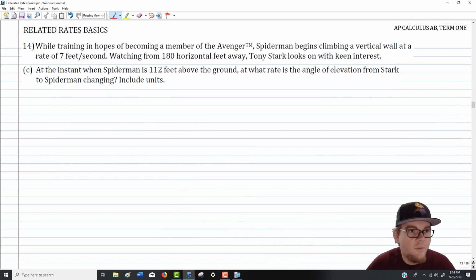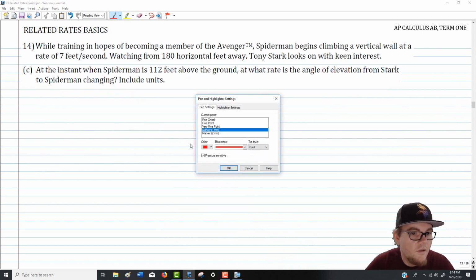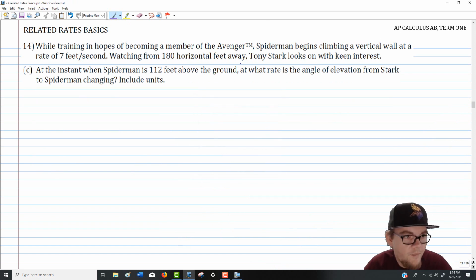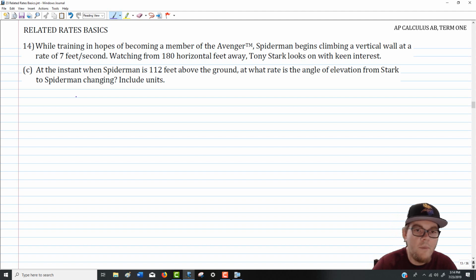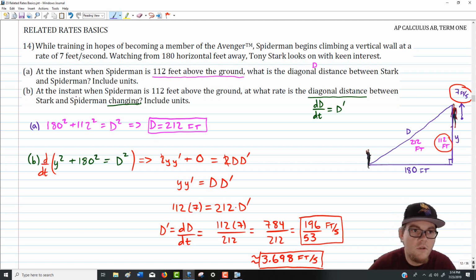Okay, now that brings us to question 14c, which is, I think, the real interesting question here. In 14c, it starts by telling us that we're at the same exact snapshot moment. It's at the instant when Spider-Man is 112 feet above the ground. At what rate is the angle of elevation from Stark to Spider-Man changing? So our picture is getting an addition. There's a new addition in here.